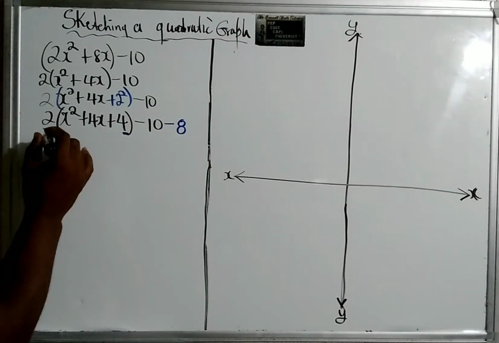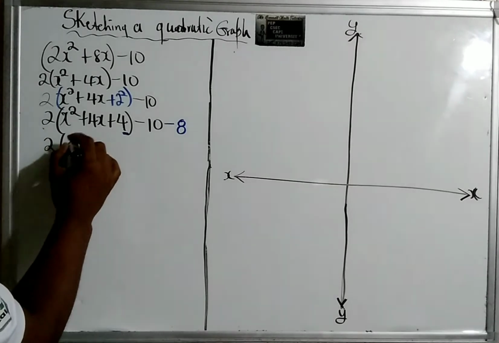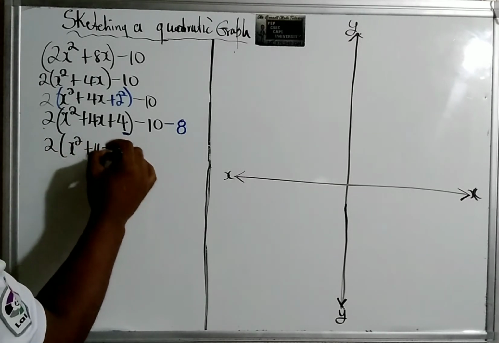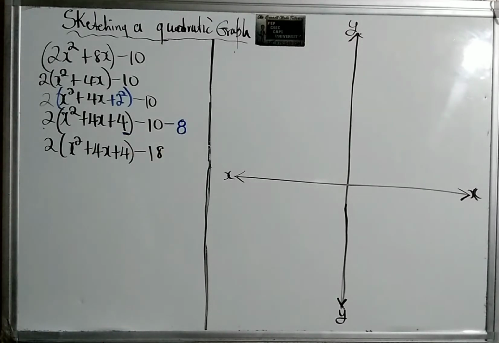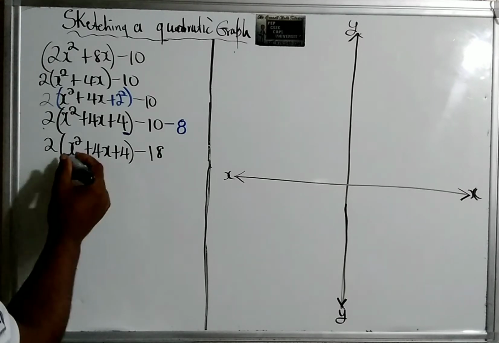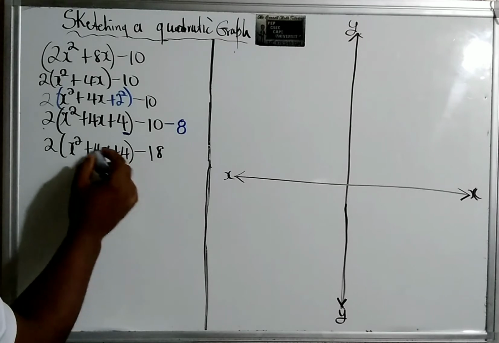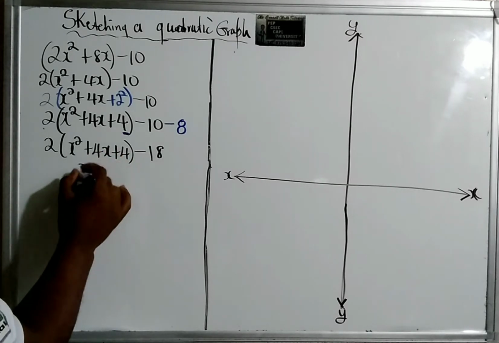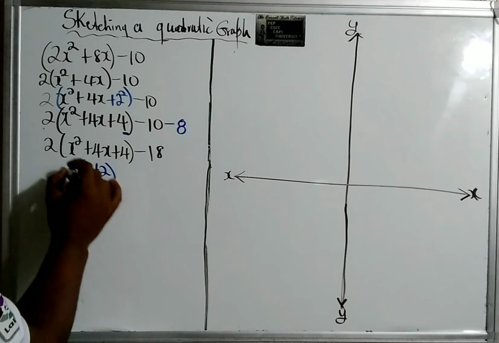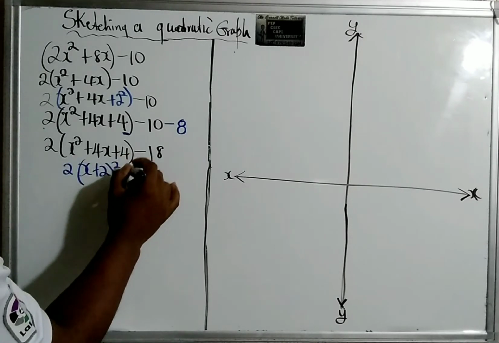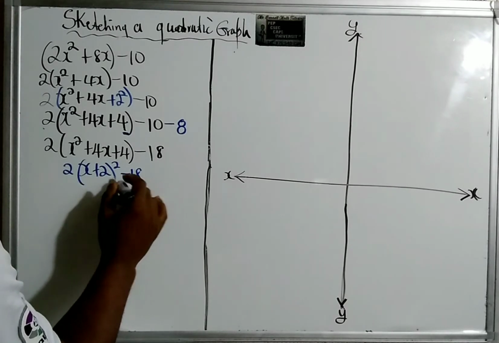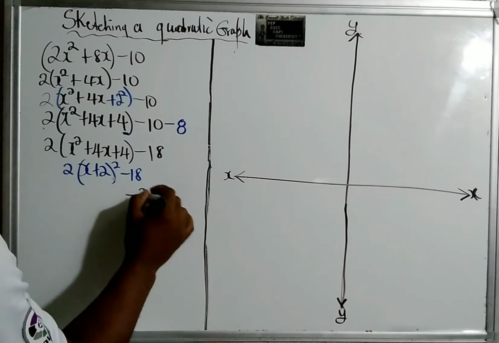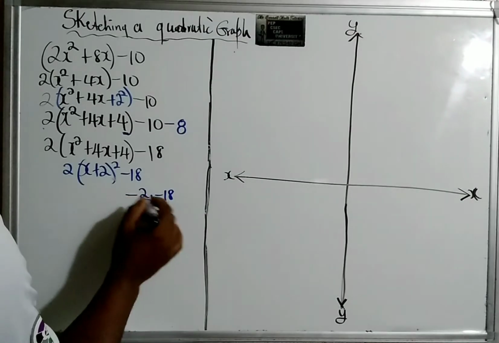Alright, all we have to do now is just solve, or rather factorize. This would give us negative 18, both of them are negative, so we add. So all we have to do is factorize this, and we need two numbers. When we multiply them, it gives us 4, and when we add them, it gives us 4. That can only be 2. So this would be in the form (x plus 2) squared. So the vertex, or the minimum turning point, would be (negative 2, negative 18). So this is the lowest point on the graph.